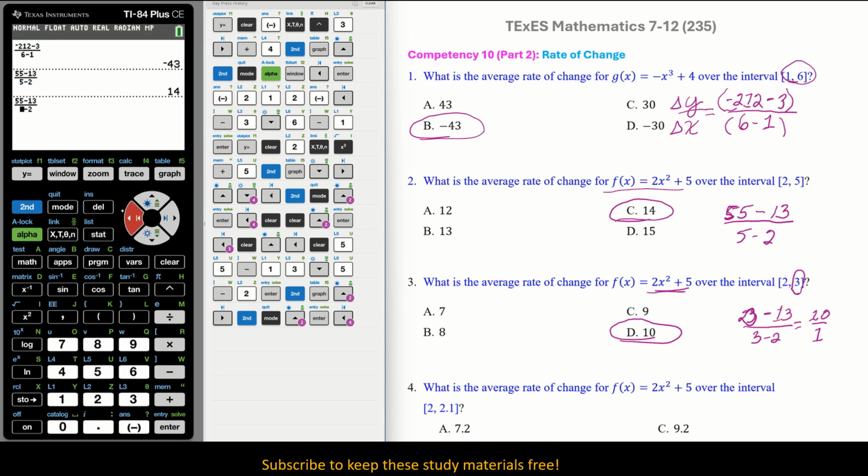And then you go over to the 5 and make that a 3, and then you go up to the 55 and make that a 23 and enter, and we get 10. Okay. Kind of recycling, I suppose. All right, so let's go.